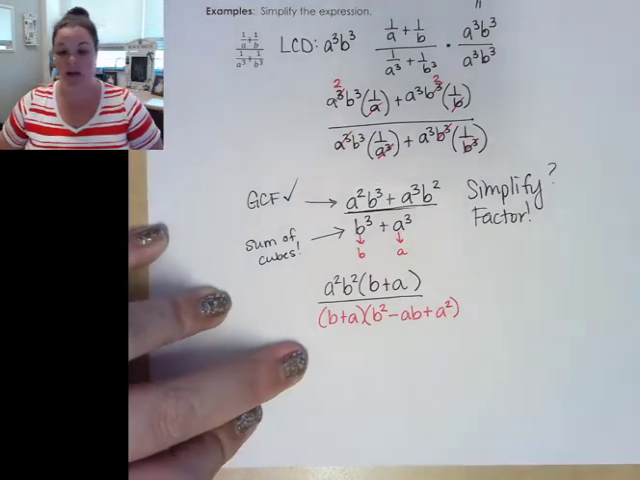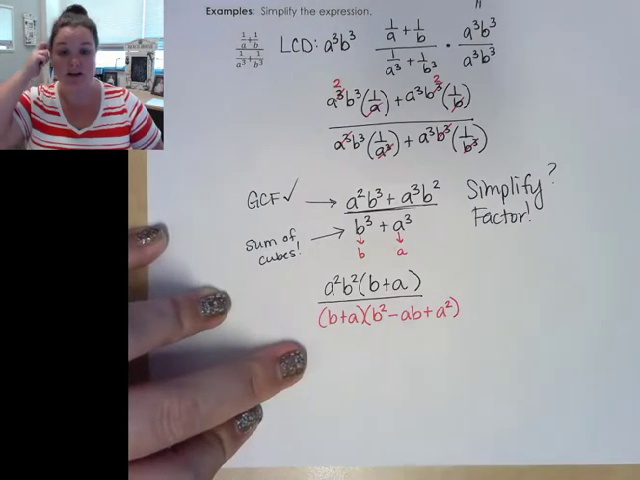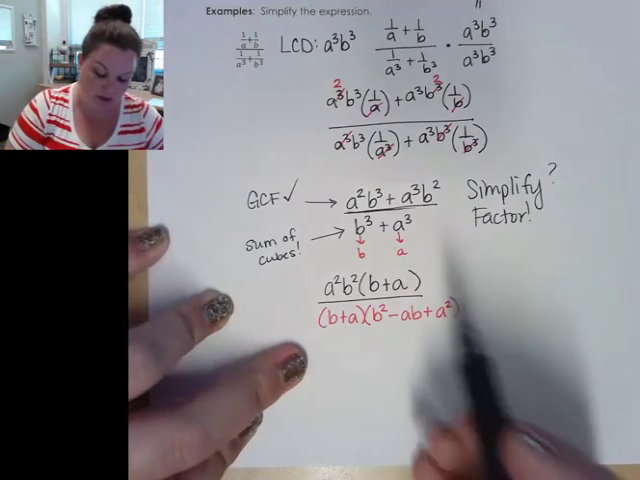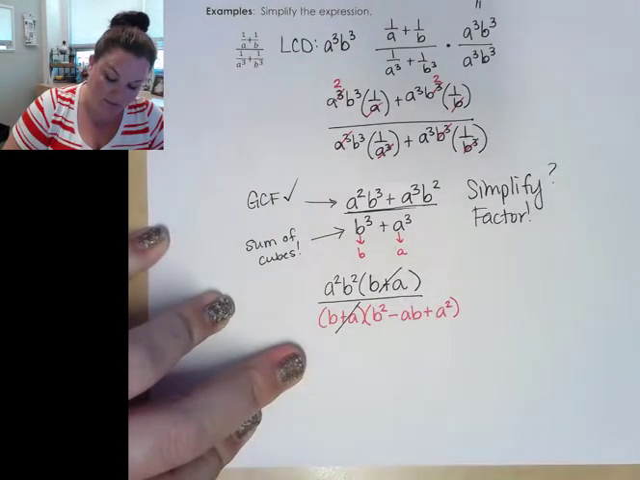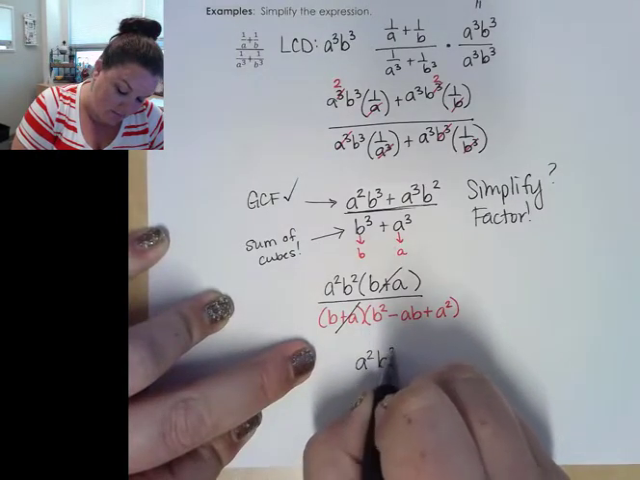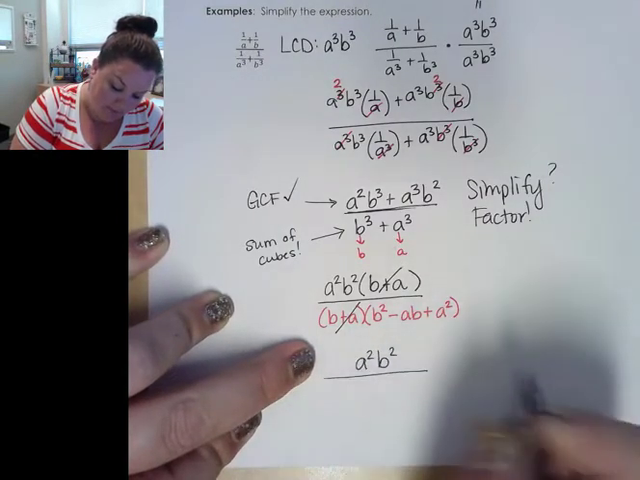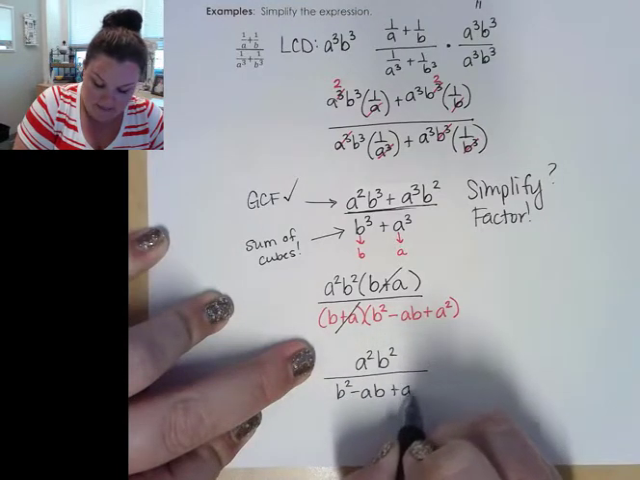So now that I have it completely factored, I can cancel common factors on top and bottom. Here I have a b plus a and a b plus a on top and bottom. So that means I'm left with just a squared b squared on top, and on bottom I have b squared minus ab plus a squared.